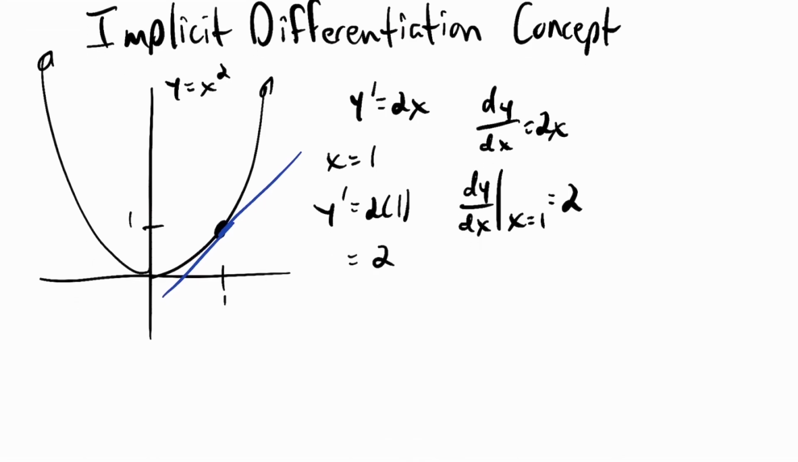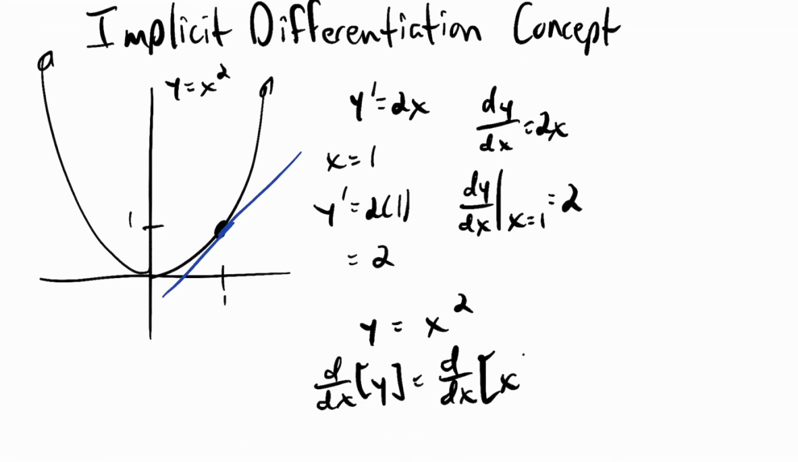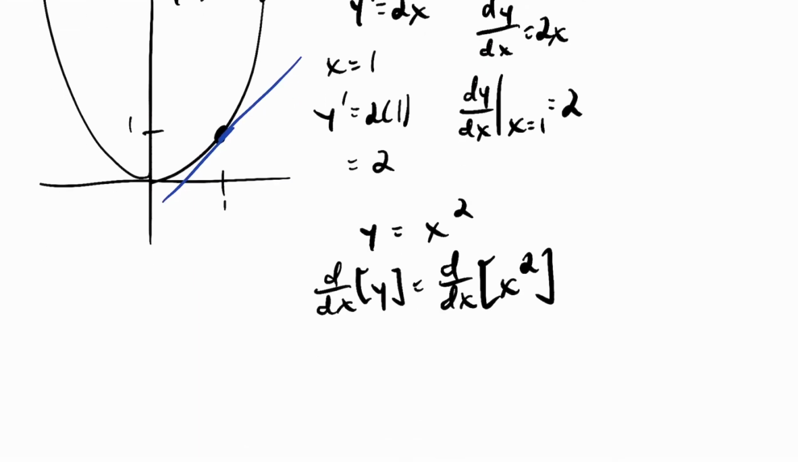Another thing I can do is take the equation y equals x squared, and apply the derivative with respect to x to both sides. This is something we have not done before, and it might not be clear yet why we would do that. But I can then ask, what is the derivative with respect to x of y?